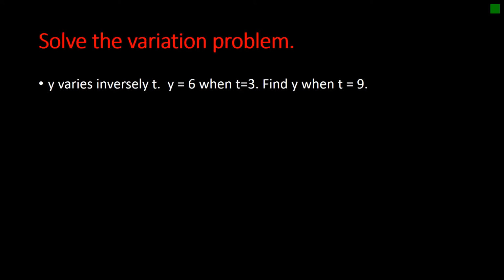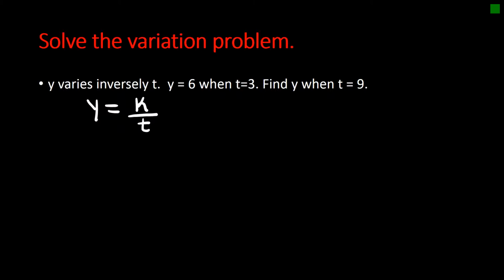So the first one that we're going to look at is y varies inversely as t. y is 6 when t is 3. They want to find y when t is 9. So the first thing we want to do is to translate this English statement into an algebraic statement. Y varies inversely as t means y is the constant of proportionality k divided by t. That's the first step.